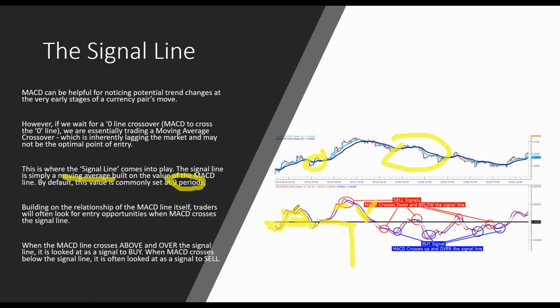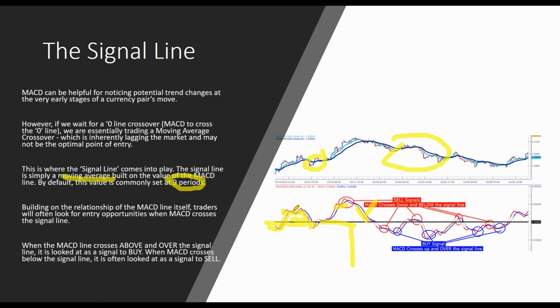So what we've done is we've added one more level of study into this simple moving average crossover to start moving it into a more important indicator. So building on the relationship of the MACD line itself, traders will often look for entry points when the MACD crosses the signal line. So in other words, we look for an entry point at the zero line. Make sense? Because it's a crossover.